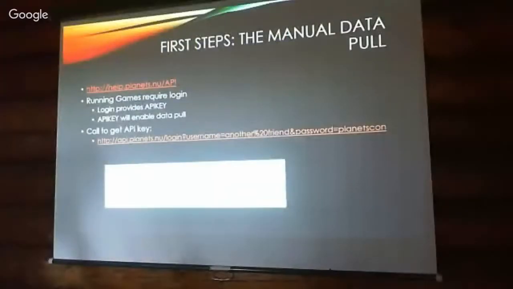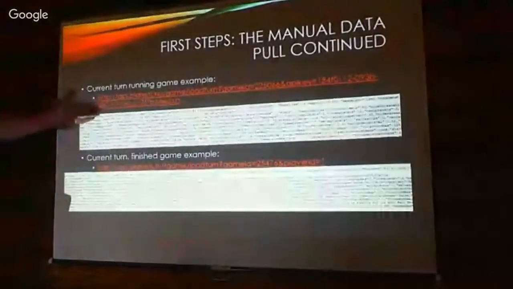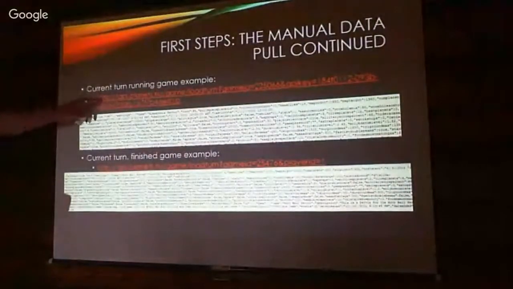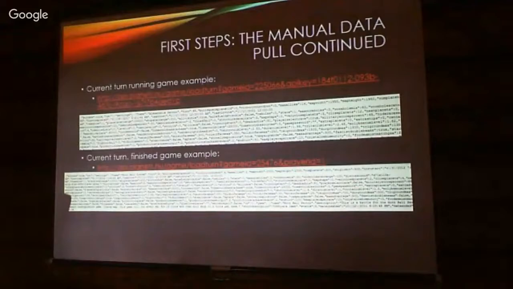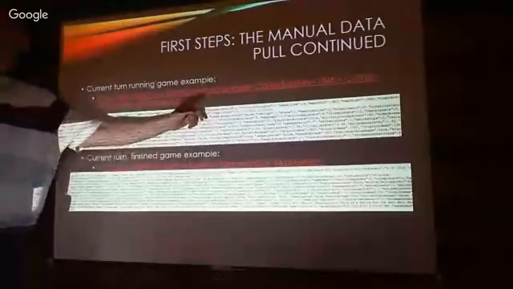It's API planets NU, then the game data, and you want to load the turn for the game ID. That's the normal game ID that you would find in the browser when you look at your game, and then your API key that you just grabbed. It would come with pages and pages of this, which is just all the data that is in that. I'll show you in a minute how you can make that a bit more readable. If you want to look at a finished turn on a finished game, you just give the game ID and the player ID, and it will give you the last turn from that game.